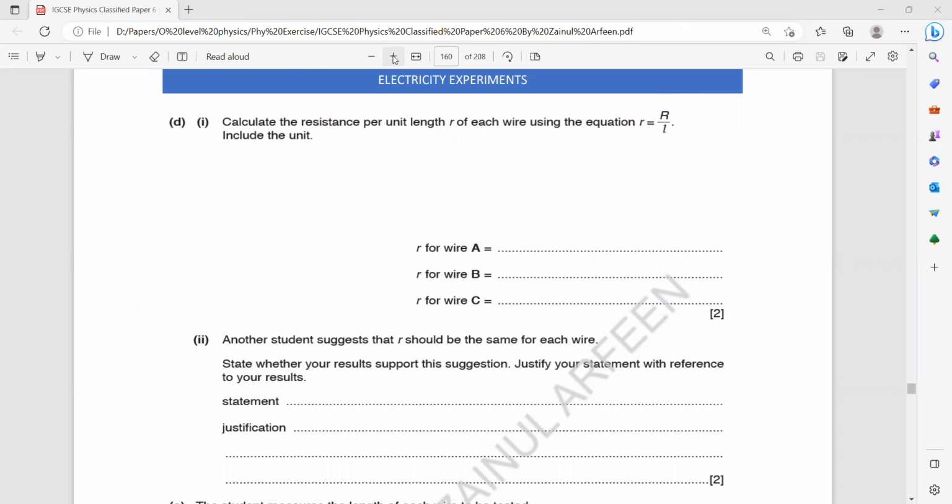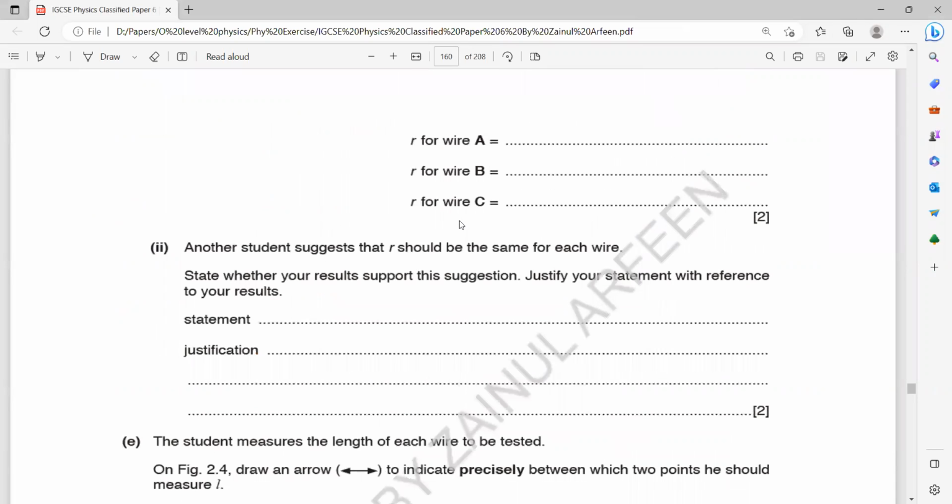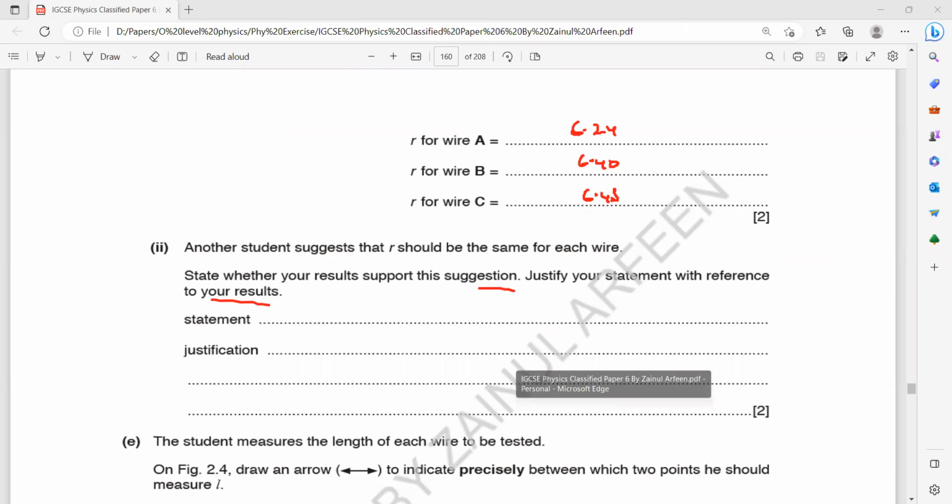The next part: another student suggests that R should be the same for each. Our values were 6.24, 6.40 and 6.48. Are the values equal? Yes or no? State whether your result supports this suggestion and justify the statement with reference to your result. You can work out the percentage difference.